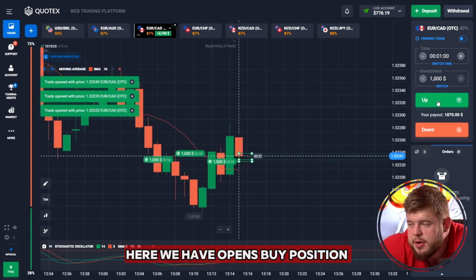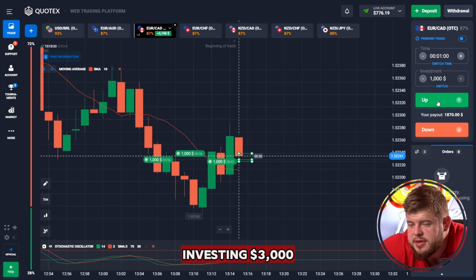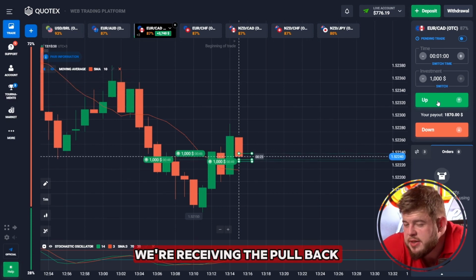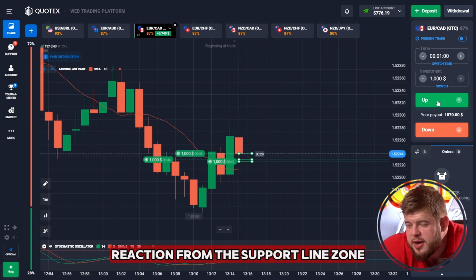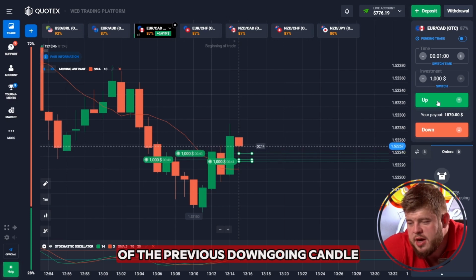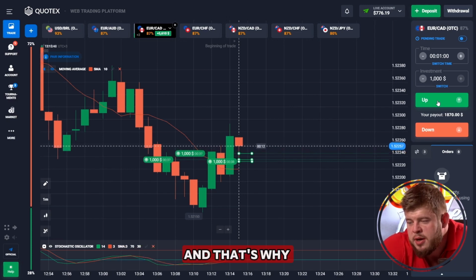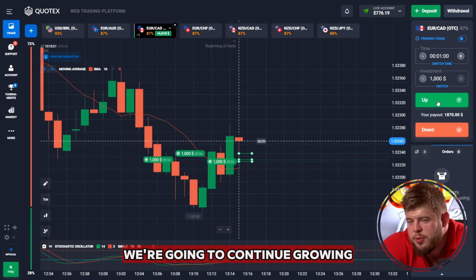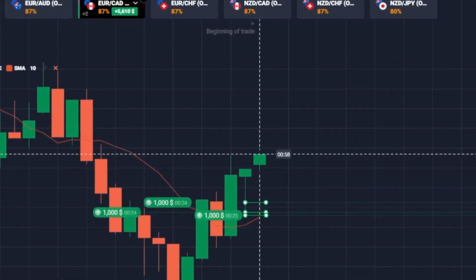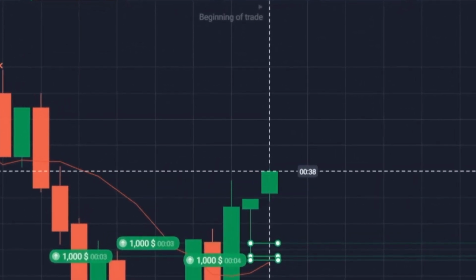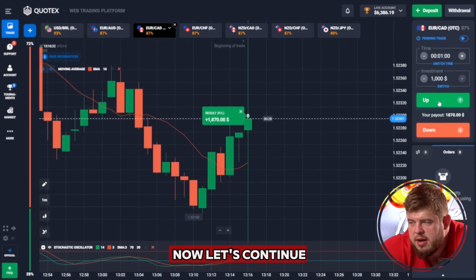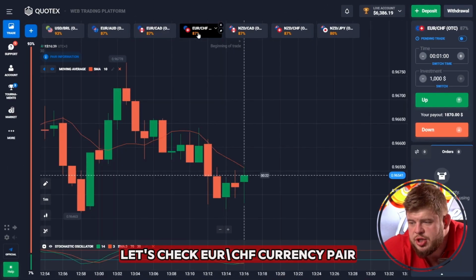So my friends, here we have opened a buy position, investing $3,000 because, as you can see, we're receiving the pullback reaction from the support line zone. Moreover, we have shown bullish engulfing of the previous downgoing candle, and that's why we're going to continue growing. So that's why we have opened a buy position here. Perfectly done, guys. We have around $6,400.